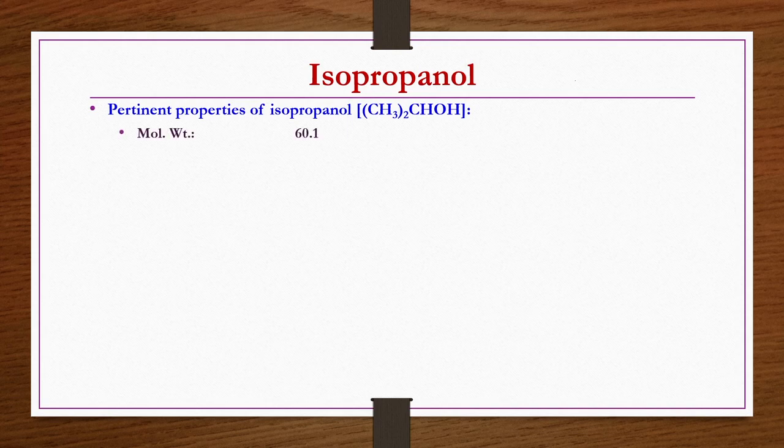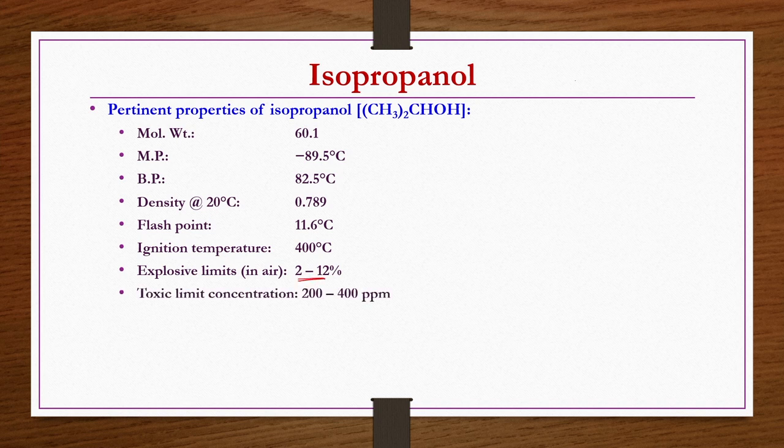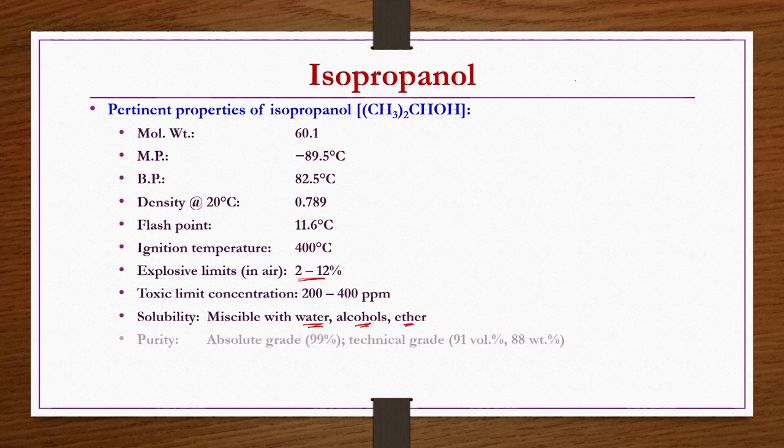Molecular weight 60.1, melting point -89.5 degree centigrade, boiling point 82.5 degree centigrade, density at 20 degree centigrade is 0.789 gram per cc, flash point is 11.6 degree centigrade, ignition temperature is 400 degree centigrade, explosive limits in air is 2 to 12 volume percent, toxic limit concentration is 200 to 400 ppm. It is miscible with water, alcohols and ether.